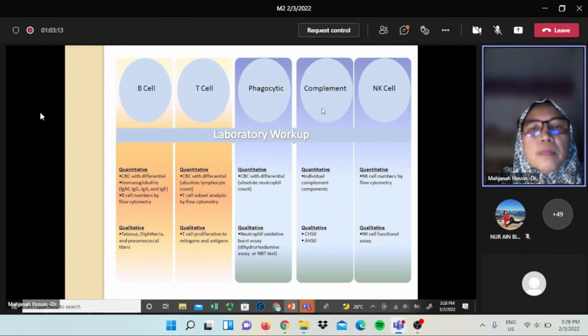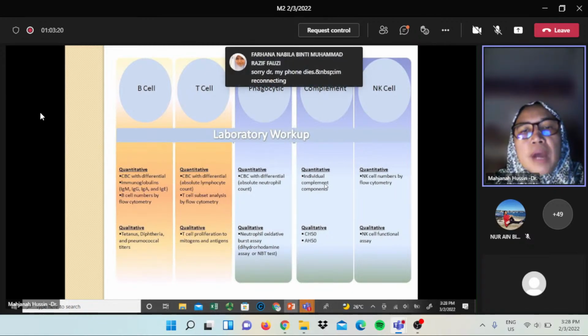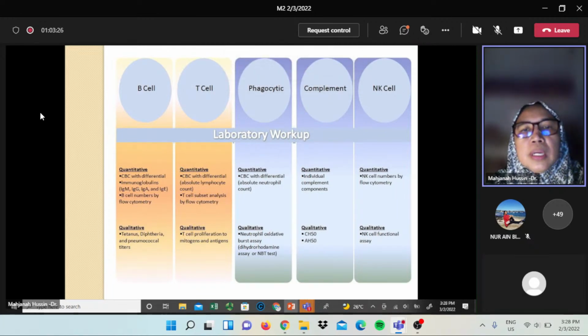For complement, you can have the individual complement components, such as C4, C2, C5, measured and observed. Then over here you can have your CH50 and AH50, which are components of the complement production. They produce some of the cytokines, so you can also look at the quantity there.